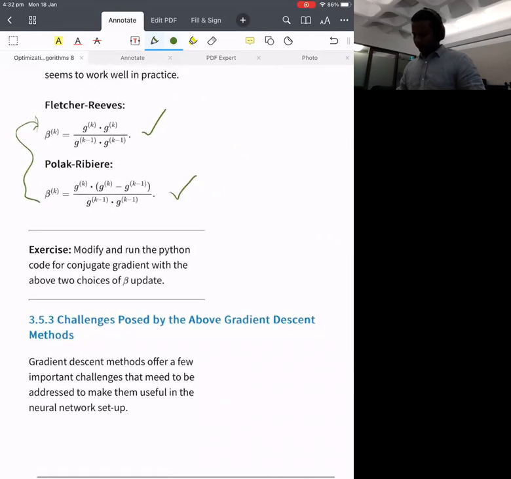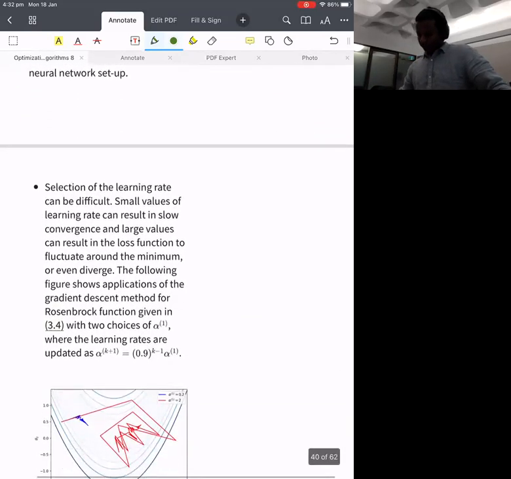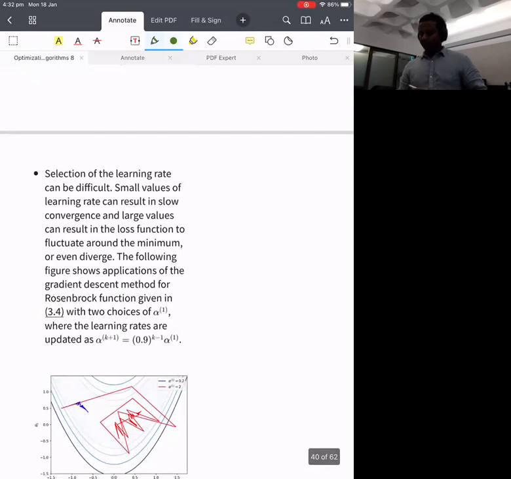Anyway, overall, there are some challenges posed by these gradient descent methods. Let's look at them. The first challenge is that selection of learning rate can be very difficult.